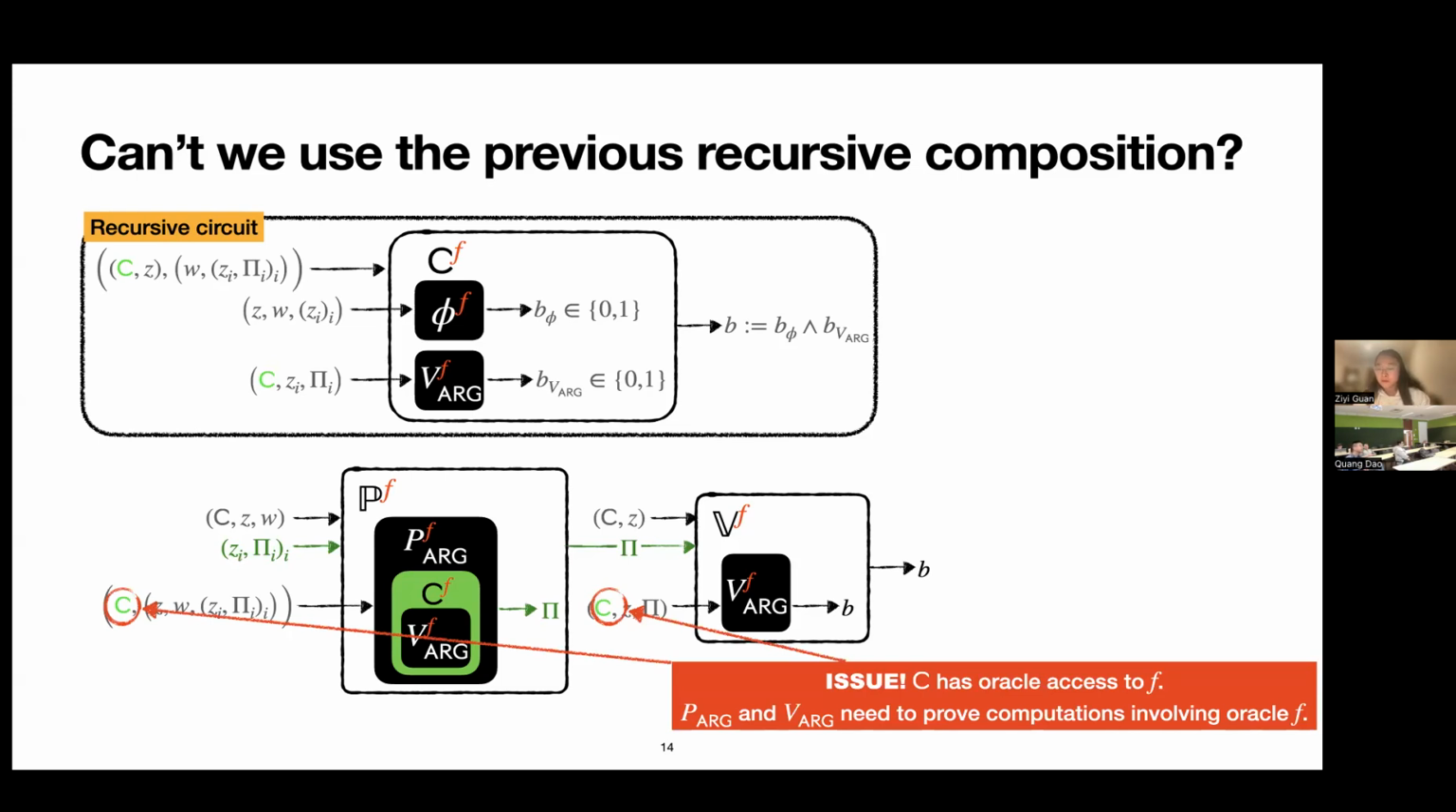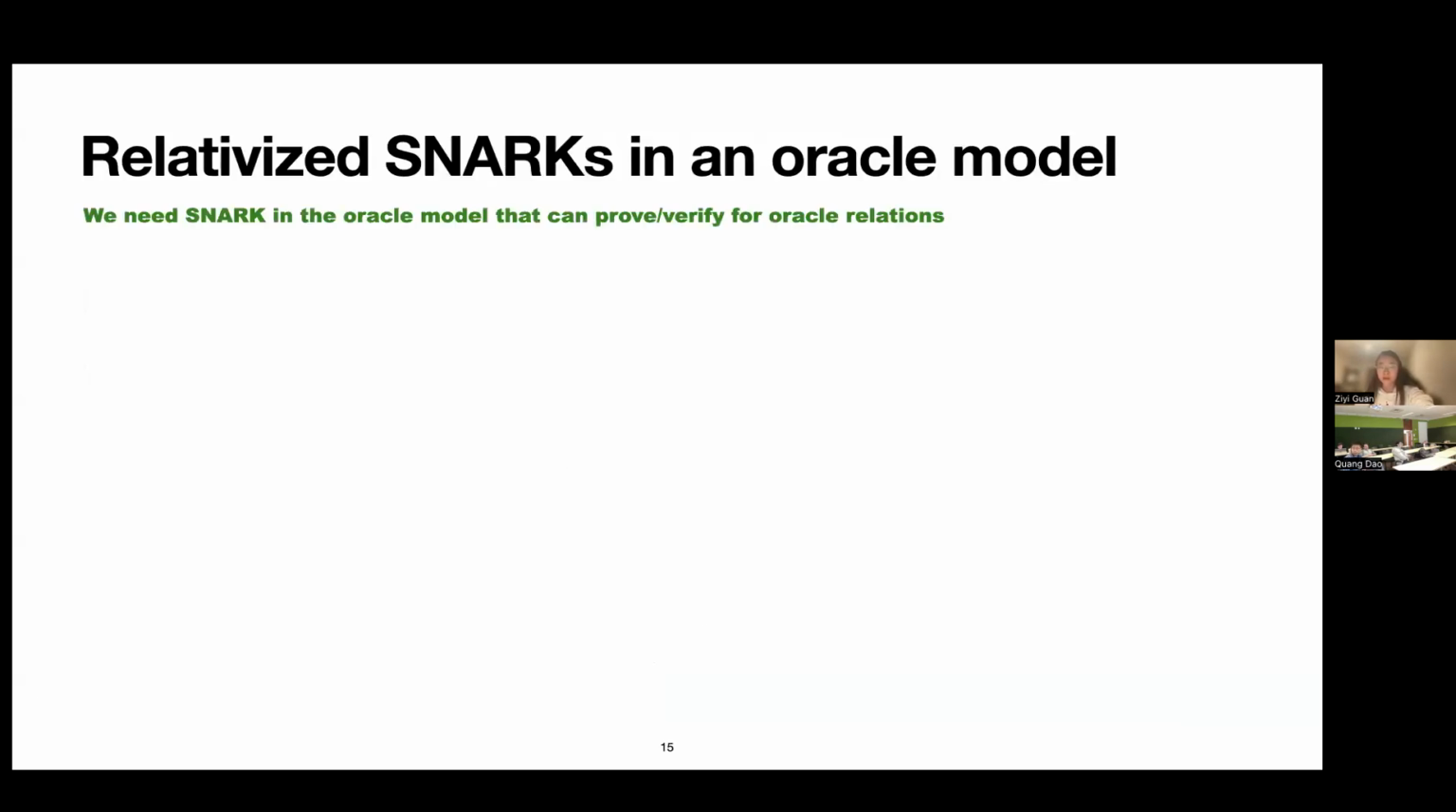So the argument prover and verifier need to prove computations involving the oracle, which they can't do because it's not written in the relation that they claim to be able to prove or verify. So what we need is actually a SNARK in the oracle model that can prove or verify oracle relations, which we call relativized SNARK. And oracle relations are just the same relation, but now the circuit has oracle access.